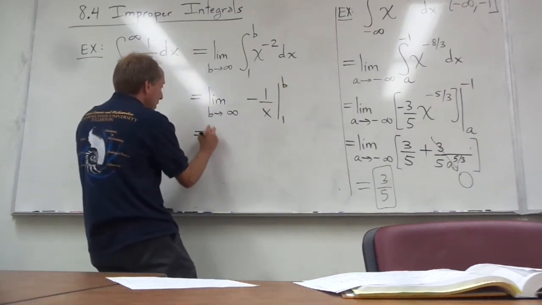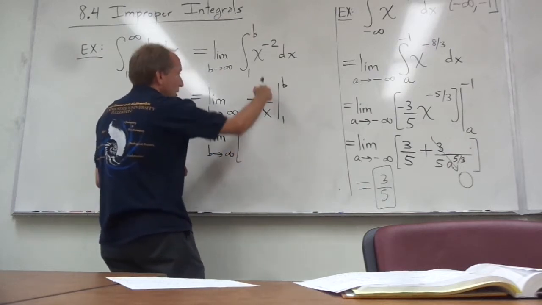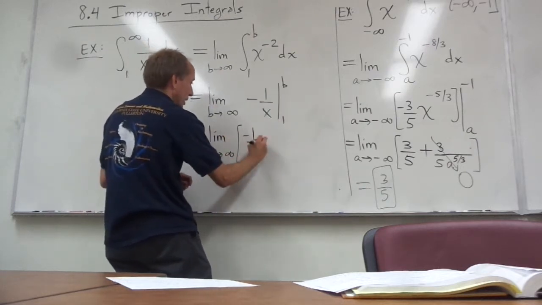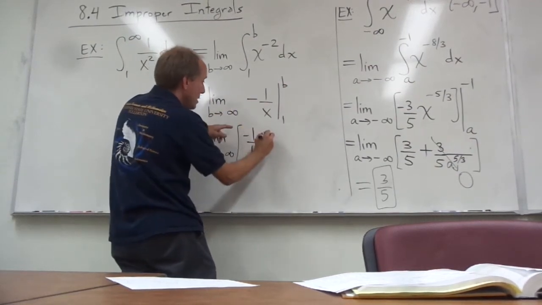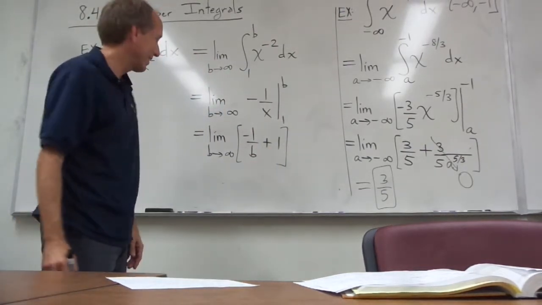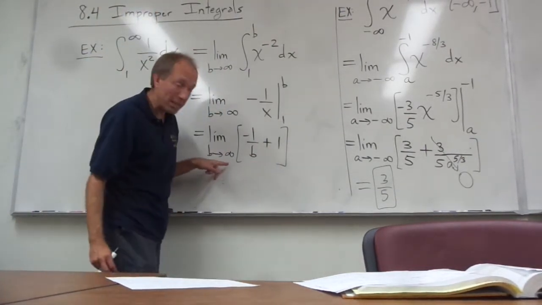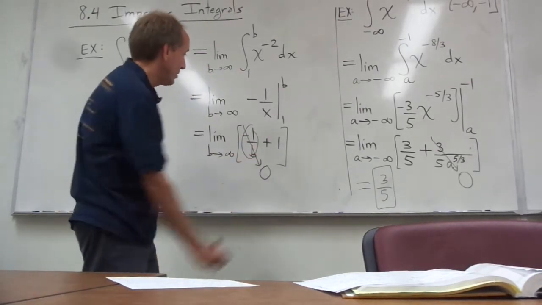Okay, I'm not calculating the limit yet. I'm just plugging in the upper and lower limits here. So negative 1 over b right now is the upper limit, and then I subtract negative 1 over 1. So we get an expression like that. As b gets really, really big, this first part becomes like 0. Yeah? So the answer is 1.